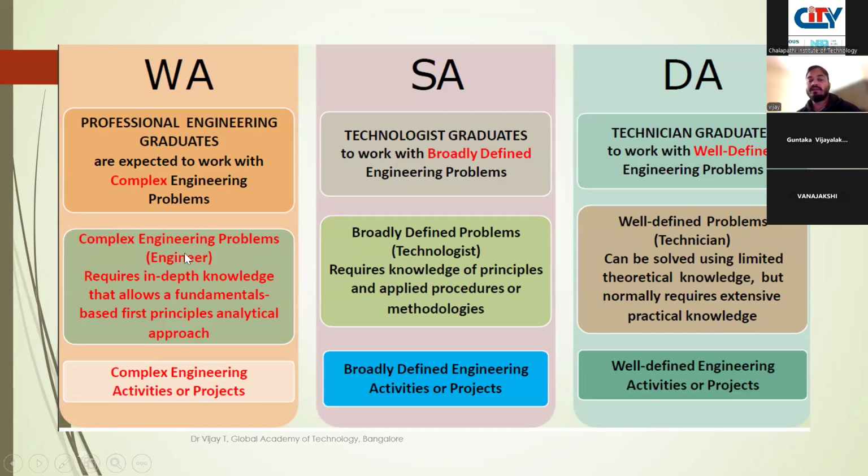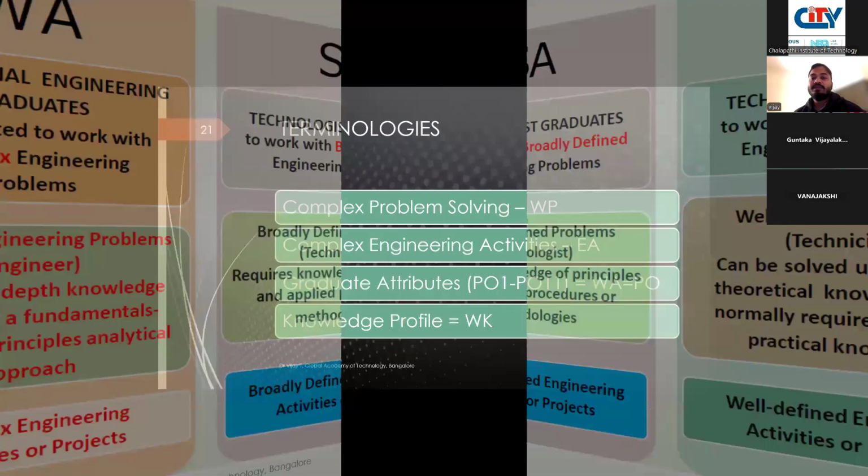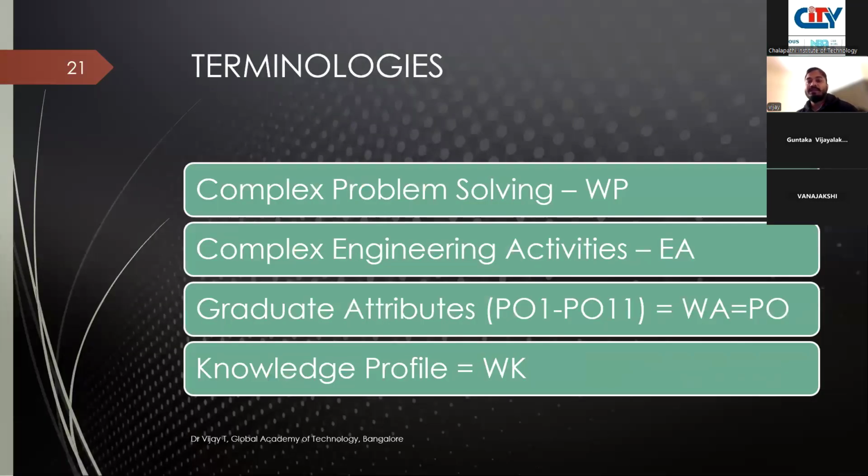So here in Washington Accord under GAPC 4.0, the new category that has been brought is complex engineering problem, which is 20 marks in your NBA Tier 1. So complex engineering problem understanding, and how do we design and analyze them with respect to societal and real life examples, is very prominent. The new terminologies here are complex engineering problems, which is termed as WP, complex engineering activities EA, and graduate attributes, or program outcomes, what we call in India, has been reduced from 12 to 11.